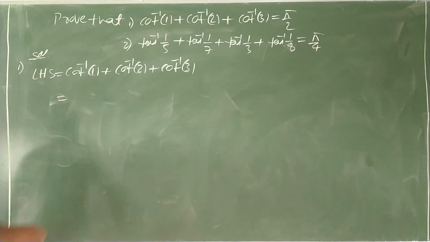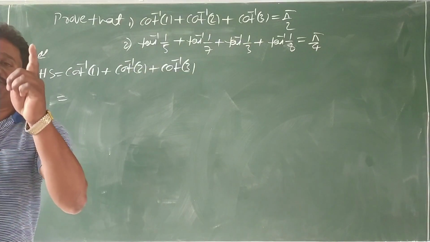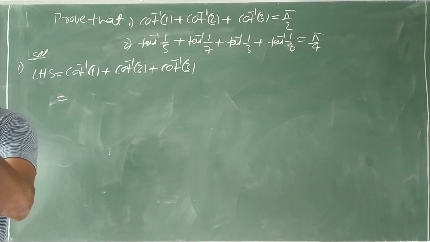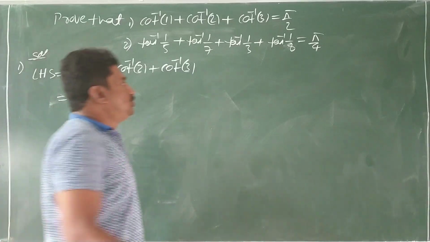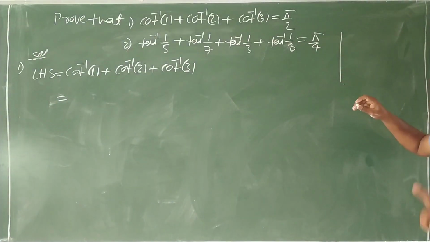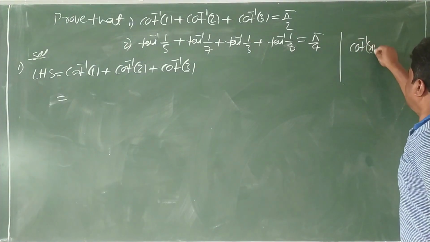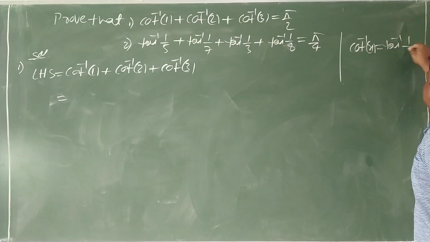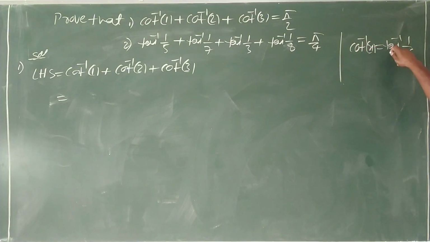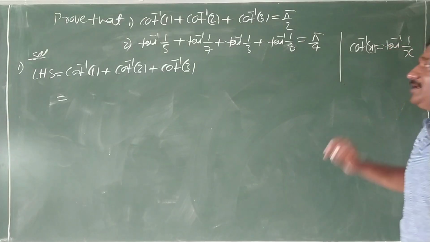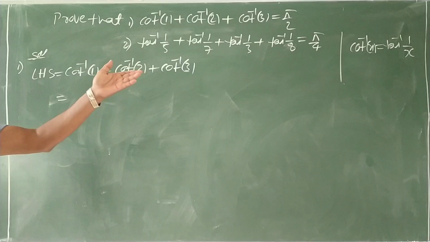Now I told you already, students, if it is in terms of cot inverse, change that into tan inverse first. You learned this formula in the last class. You have proved this one. What is cot inverse x? Tan inverse 1 by x. You just reciprocal this x, cot inverse becomes tan inverse. So we already proved these formulas, right? First you change all cot inverse into tan inverse.